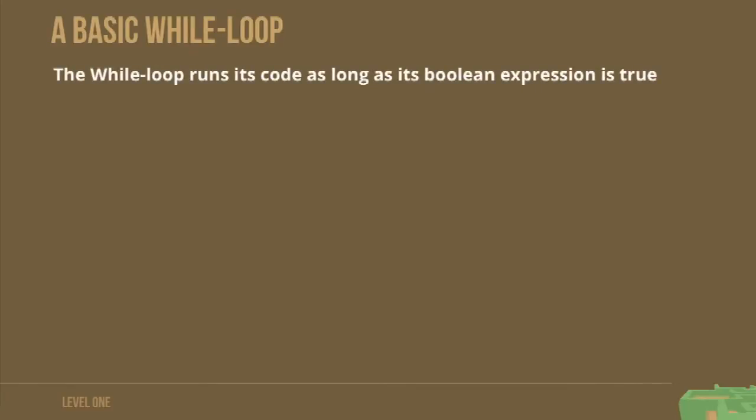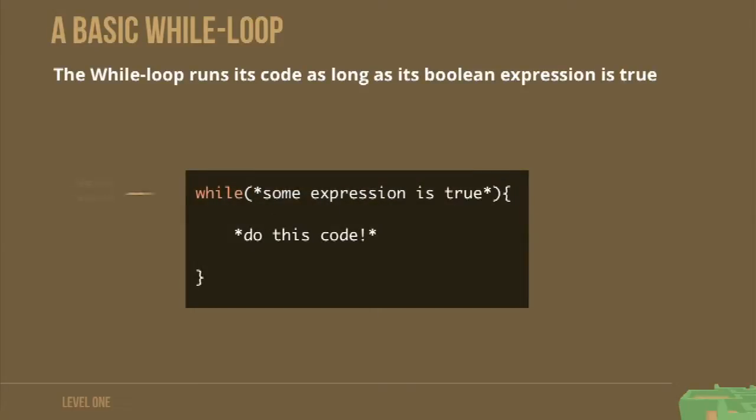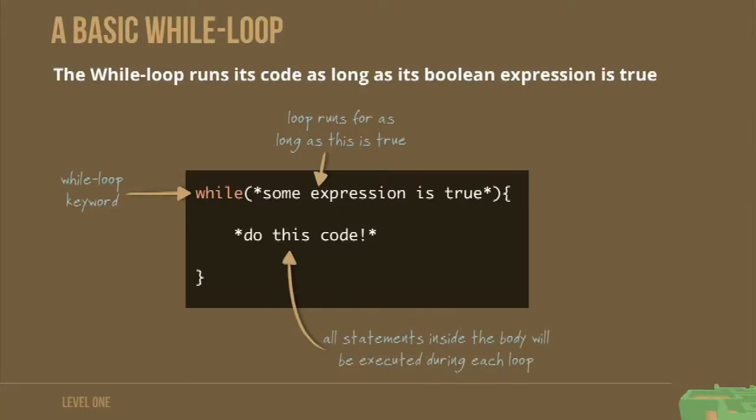And the while loop will run its code just so long as its Boolean condition evaluates to true. Here we have a basic while loop setup that includes the while keyword and then a set of parentheses. Inside these parentheses is going to be an expression, and if that expression evaluates to true, the code inside the loop will execute. Then it will go back to the top of the loop and check the expression again. If the expression is still true, the code inside the loop will be executed again. And this will continue until the condition inside the parentheses is false.